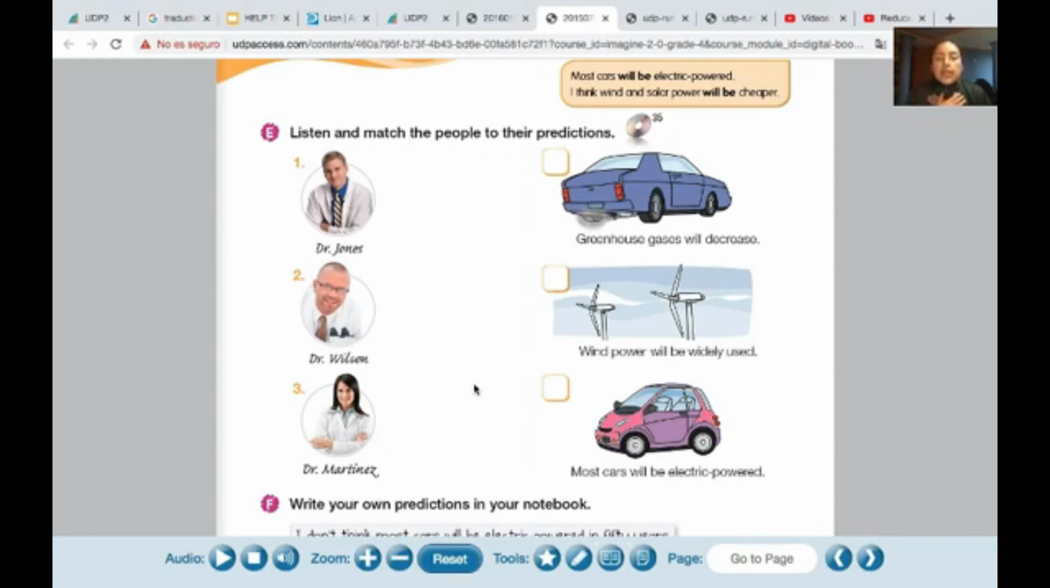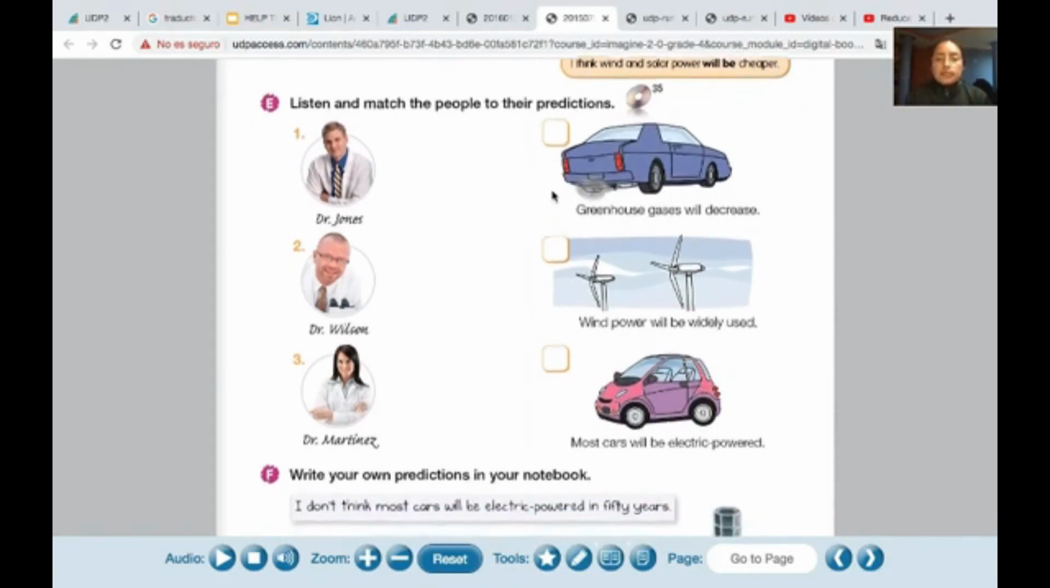For example, in your case, I will be teacher in the future. I will be architect. You can look at this: most cars will be electric powered. Excellent. I think wind and solar power will be cheaper. Cheaper, barato. Ok, esos son predicciones. Ocupamos el will be para predicciones.